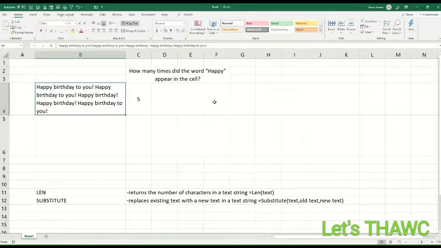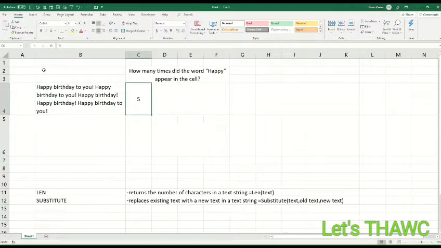What we're going to find out right now is what formula or what functions to use if you want to count the number of times a word has appeared in a cell. In this case, the lyrics of the Happy Birthday song is found in the cell, and we want to know how many times the word happy has appeared in the cell. If we count it manually, we'll just count 1, 2, 3, 4, 5. So that's why we have the number 5 here.